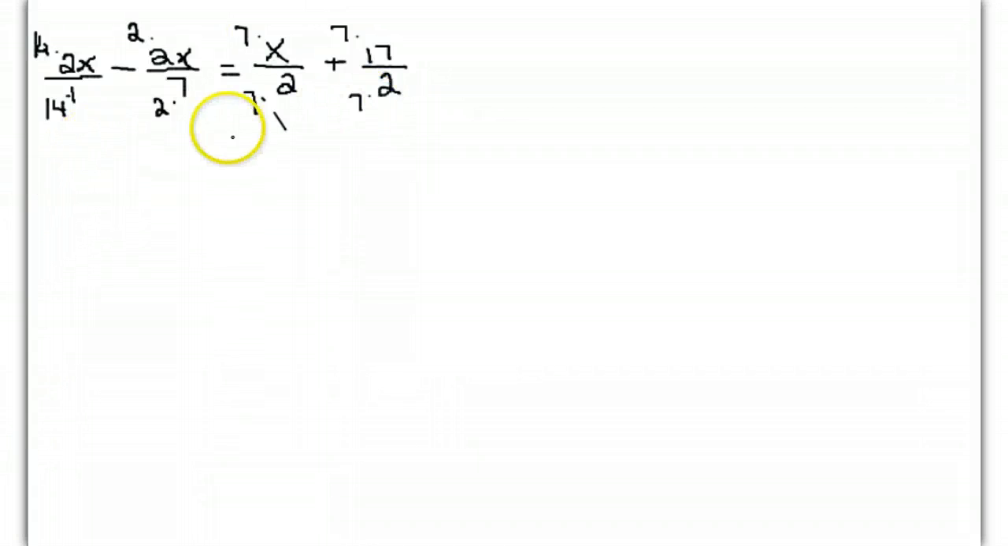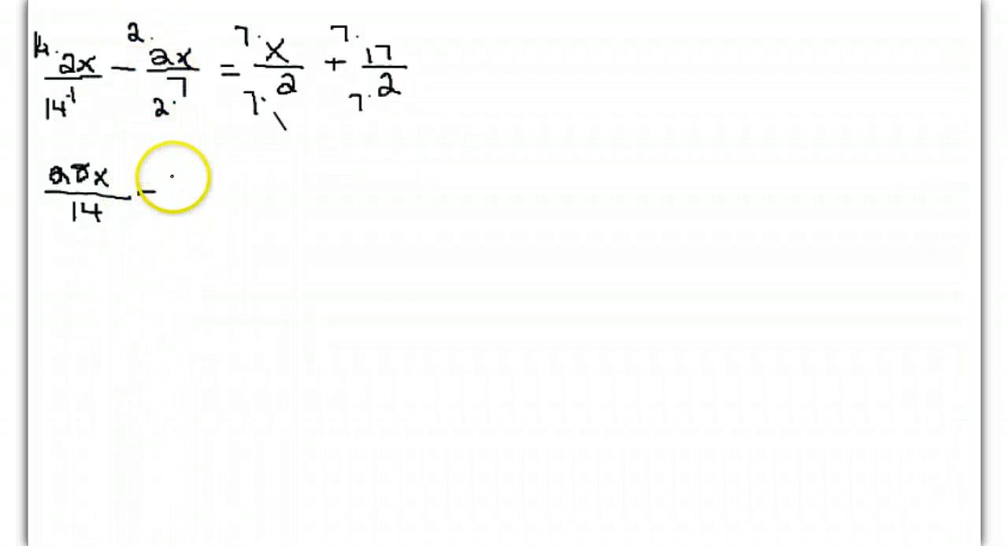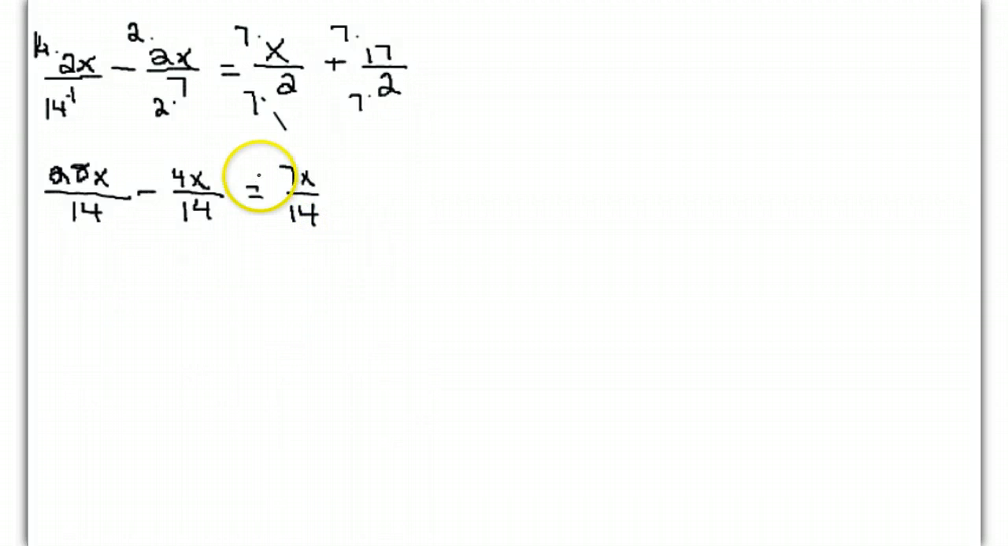Multiplied, okay, 14 times 2x will give you 28x, so that's 28x over 14. That's the first fraction. Second fraction, you do 2 times 2x, which gives you 4x over 14. And then it's going to be equal to 7x over 14. And 7 times 17 is 119, so you've got 119 over 14.